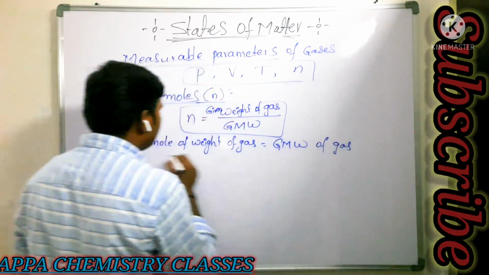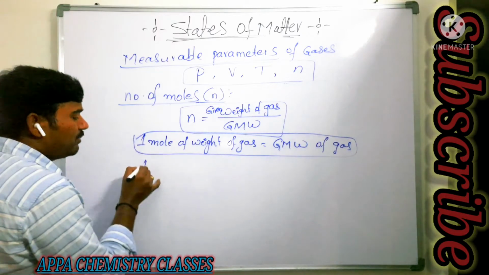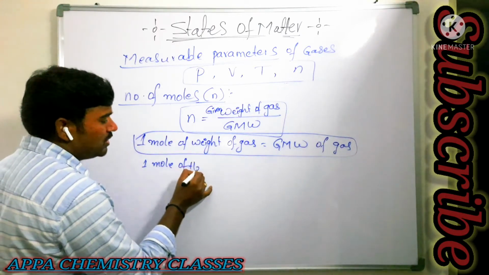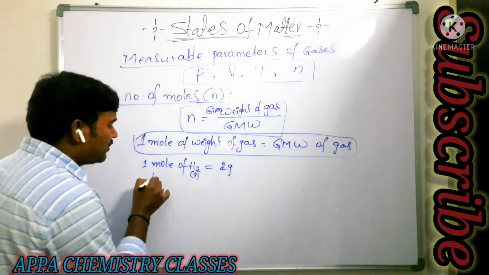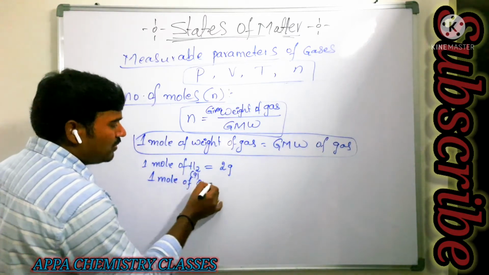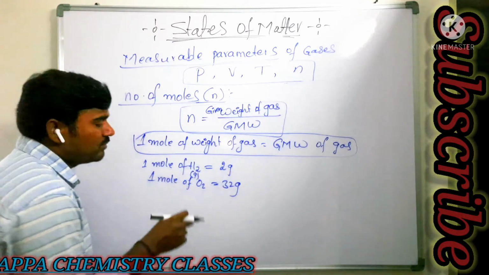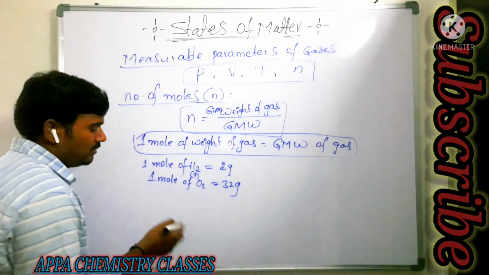Gram molecular weight of gas. For example, if I am taking 1 mole of hydrogen gas, its weight is how much? 2 grams. Similarly, 1 mole of oxygen gas is 32 grams. If I am saying oxygen atom, then it is 16 grams.